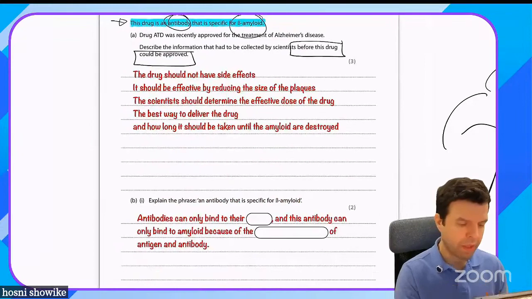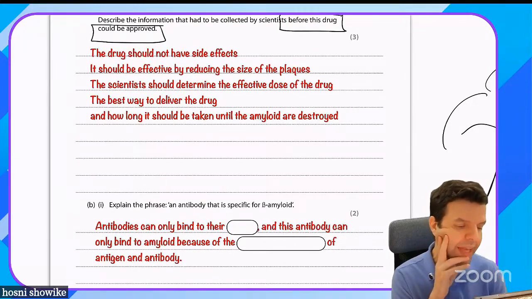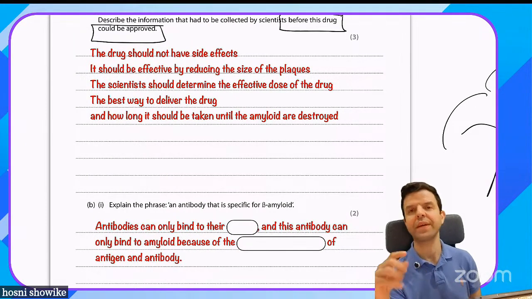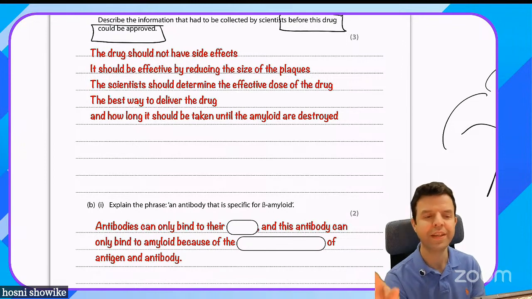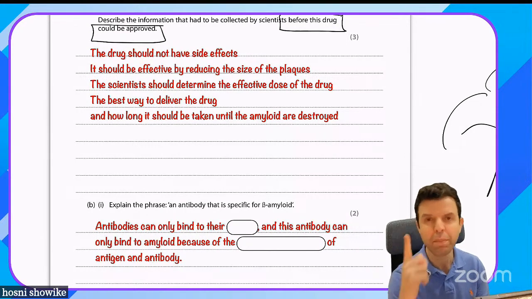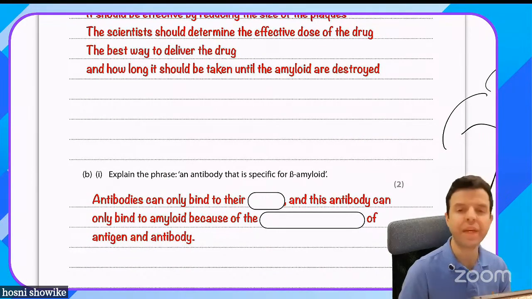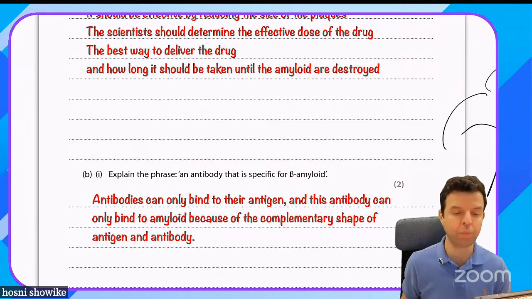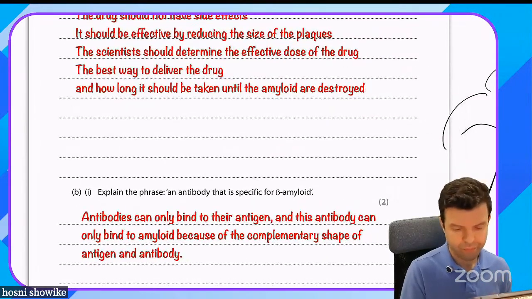The question continues here. They said, explain the phrase antibody specific. So what does it mean when I say enzyme specific to substrate? That's similar, right? Complementary. It only binds to one substrate. Here it's the same thing. Antibodies can only bind to a specific antigen because they have a complementary shape. Okay?